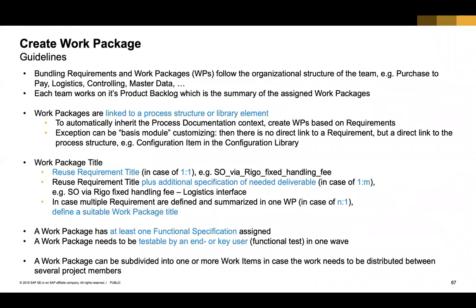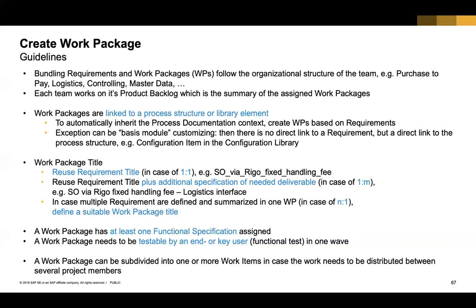So what are some of the guidelines for creating these work packages? Essentially, you take requirements and organize them to decide how you want to deliver them. Either bundle them into organizational structures or business processes, like I want to do all the procure-to-pay ones, or I want to do all the logistics ones together. That's the strategy you will have to figure out as a project, then look at the backlog and start to create the work packages. And the link from work package to process structure is automatic, which means that they inherit the linkage that is coming from requirements.